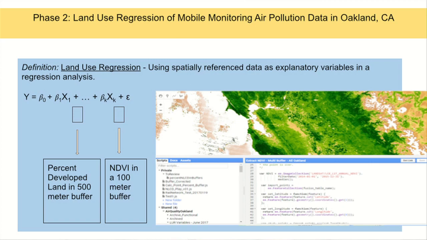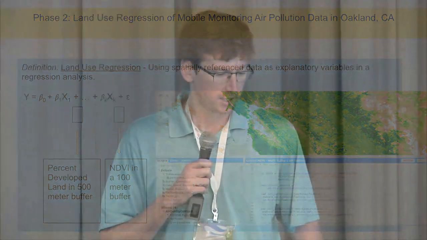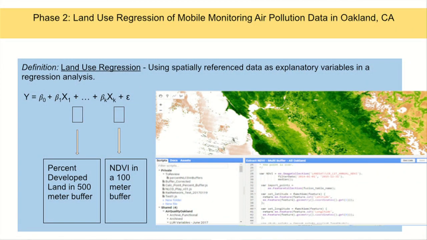Now, where we bring in Earth Engine is we want to expand our maps to unmonitored locations as well, because we can't be driving these cars around everywhere all the time. So we implement land use regression, and simply that is using spatially referenced data as explanatory variables in linear regression analysis. So it's not a terribly complicated model. But as an example, you can see here that we'd have an explanatory variable such as percent developed land within a buffer of X size, or NDVI.